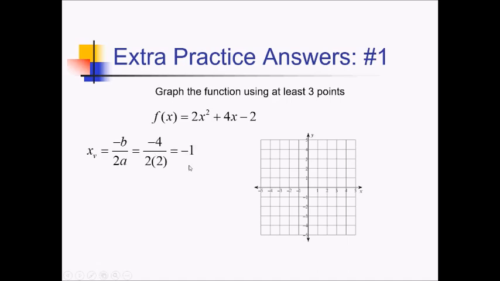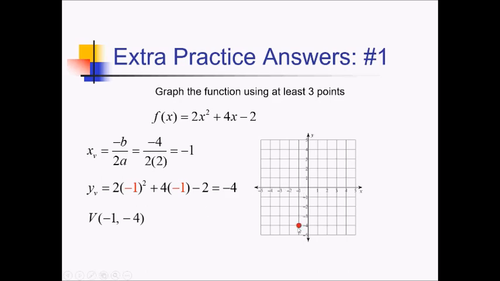And to find the y value, we just plug that back in. So let's see here. This is negative 1 squared. That's 1 times 2 is 2. We're subtracting 4 from that, so that's negative 2. Minus another 2 gives us negative 4 total on that one. So we have the vertex negative 1 comma negative 4. That's going to be right here.